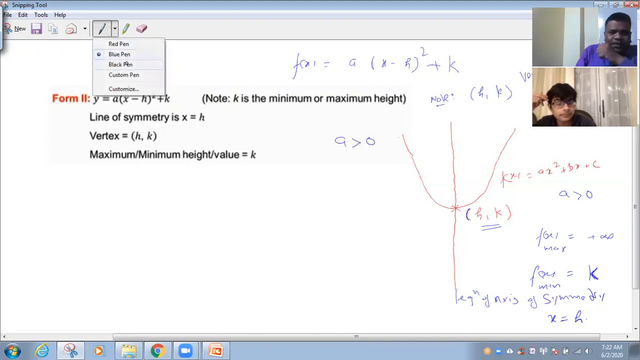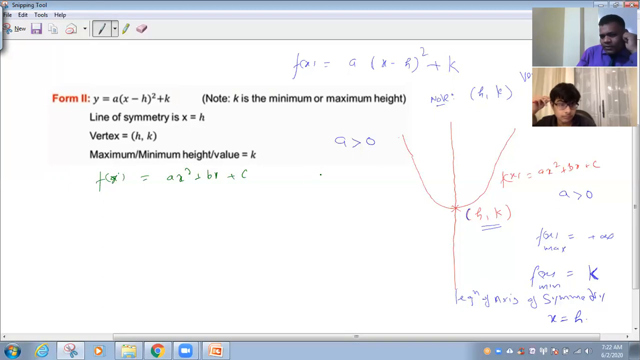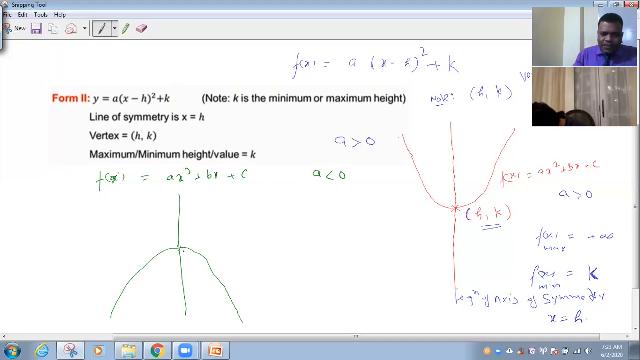Right? Now, the same thing we can take. Let me write here f of x equals ax squared plus bx plus c. I'm going to assume a is negative. When a is negative, the parabola will open down, nothing else. And everything else is the same. This is the vertex, h comma k. This is the axis of symmetry. So can you quickly tell me what is f of x max for this case? This is k. k, correct? What is f of x min?